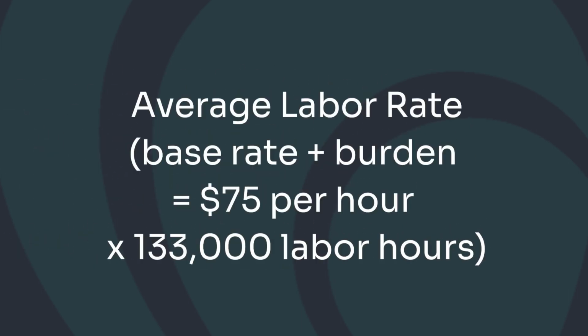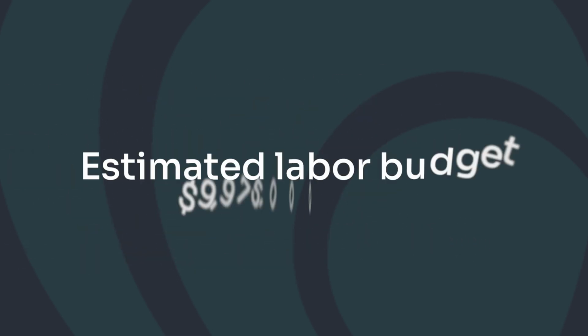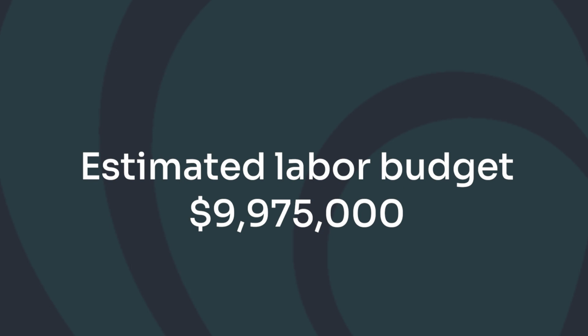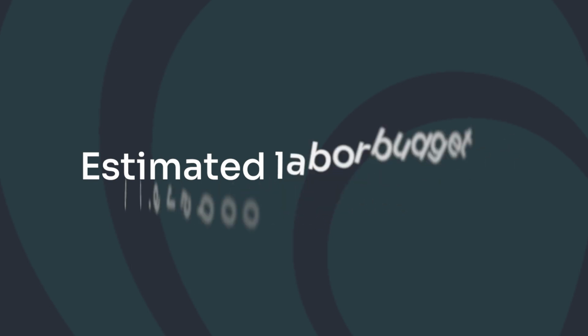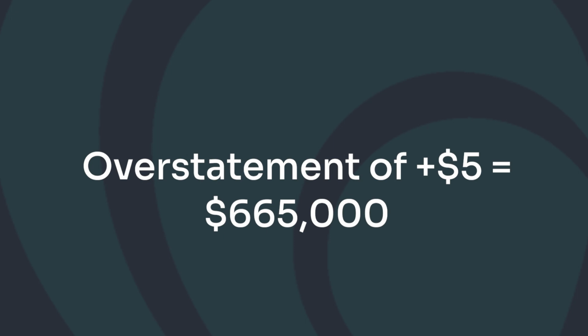Because labor accounts for a large share of the overall construction costs on a project, seemingly small errors in computing labor rates and burden can result in significant overstatements. As an example, let's take a $25 million project. If our project has an average labor rate, including the base rate and burden, of $75 an hour, and the project is going to take about 133,000 labor hours, our estimated labor budget would be just short of $10 million. If this $75 rate was overstated by just $5, we'd be looking at an overstatement of labor cost by over $600,000 once the project is complete.